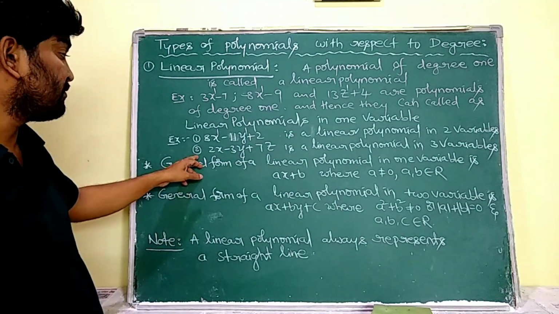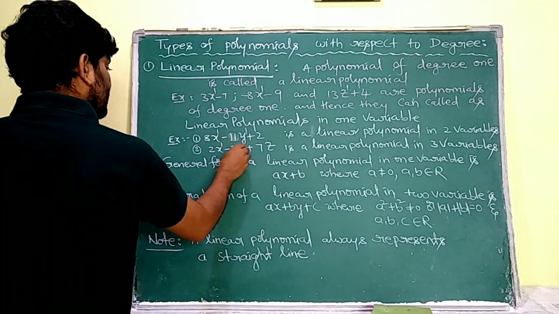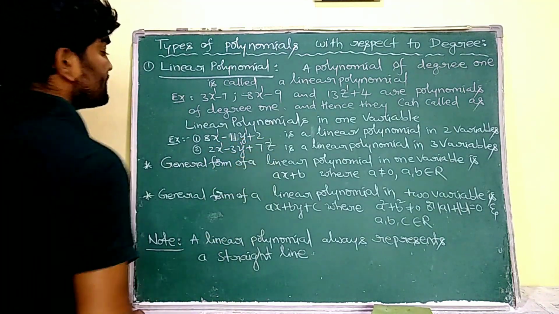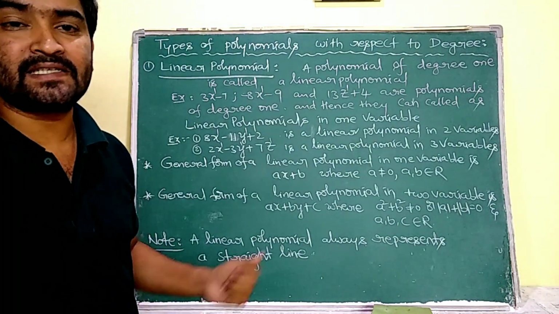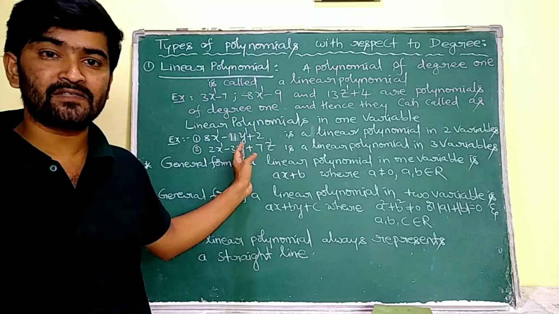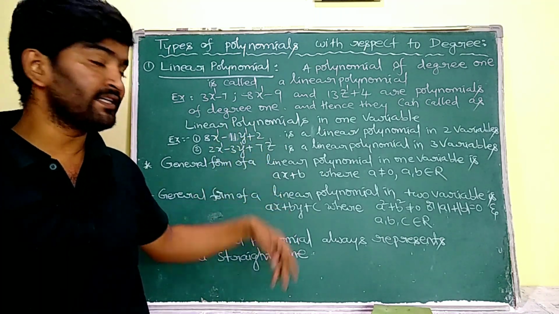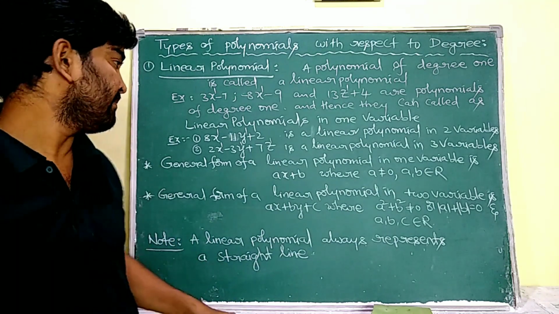Now coming to the second one, 2x minus 3y plus 7z. Here all these terms have power 1, that means its degree is 1. So it is a linear polynomial. Its highest degree is 1, no? That is why it's a linear polynomial. But it is a linear polynomial in 3 variables. Okay, Seema?